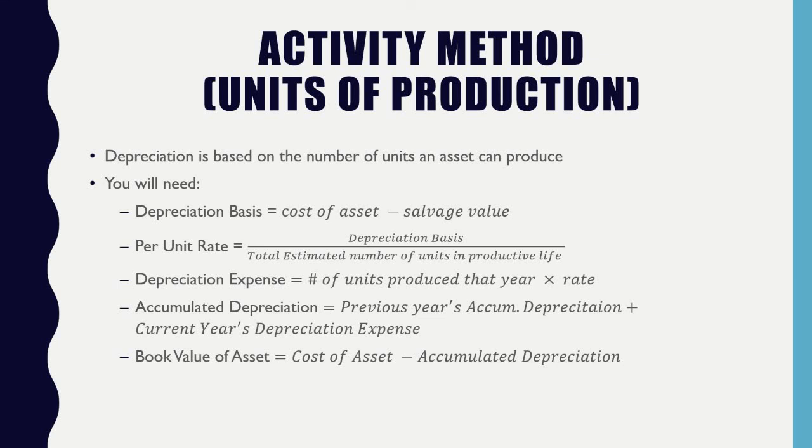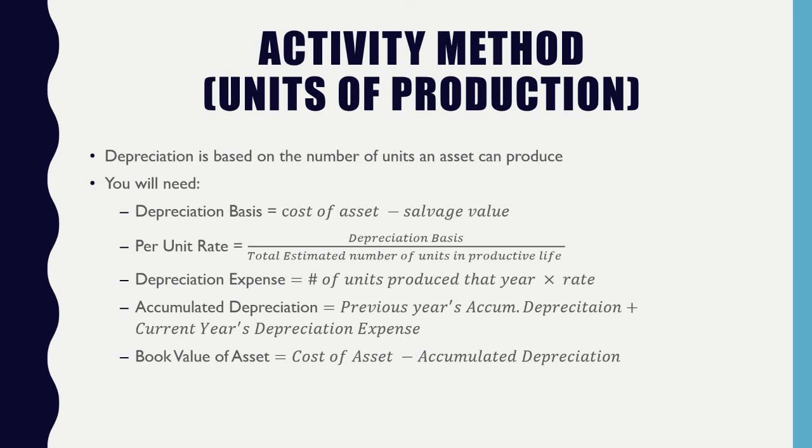Okay. Then we're going to be looking at a per unit rate. A per unit rate is going to be depreciation basis divided by the total number of units that it can produce. Okay, so as we remember, you have either or. You have either the number of units that a machine can produce, or you have a useful life. In this case, I'm looking at the number of units it can produce in grand total.